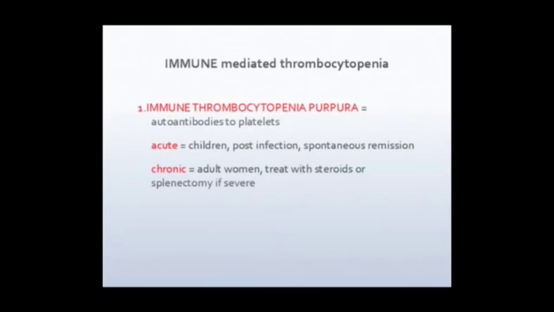Chronic ITP is more common in older people, so middle-aged women typically, who've had no preceding infection, and spontaneous remission in these people is usually quite rare. Their management usually requires steroids, and in the most severe cases where there's massive enlargement of the spleen, splenectomy, and sometimes treatment with IVIG.